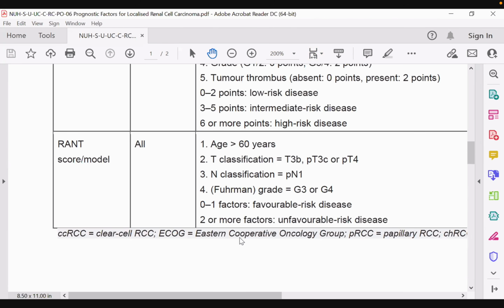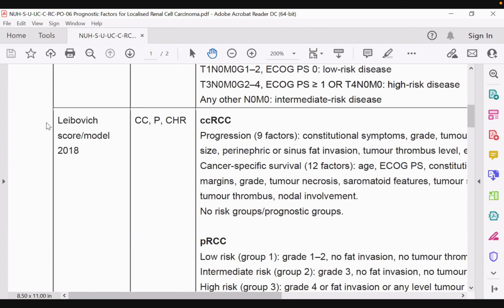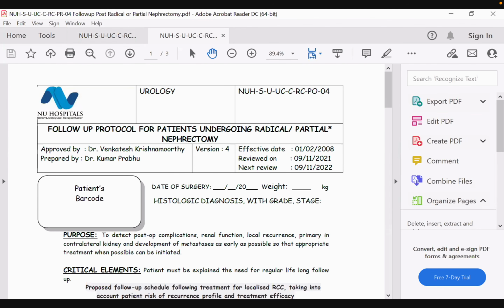So there is the Brand score model. These are all the prognostic models. At least if you say this one, the Leibovich score is there. I will open one more.